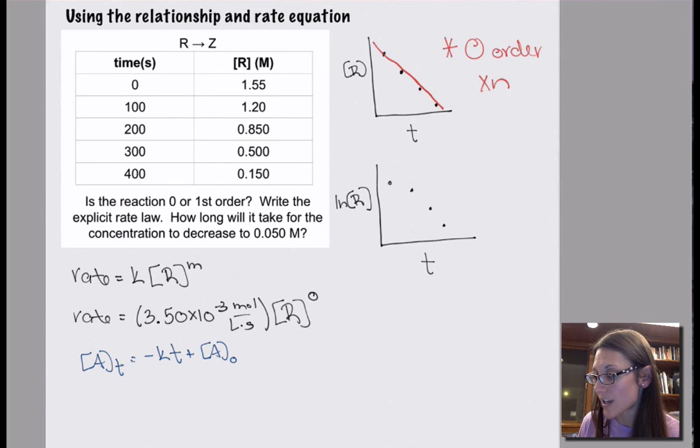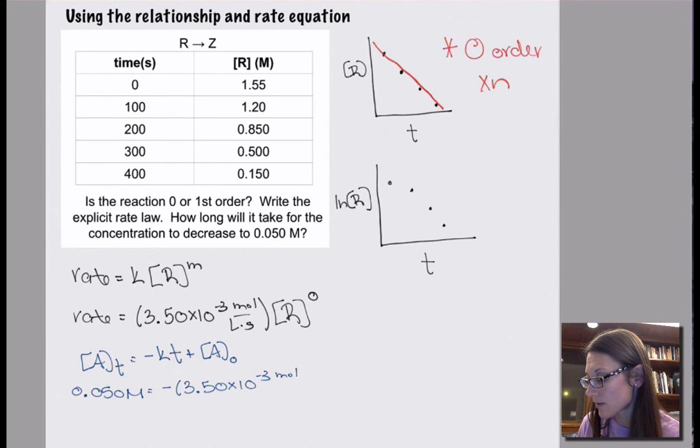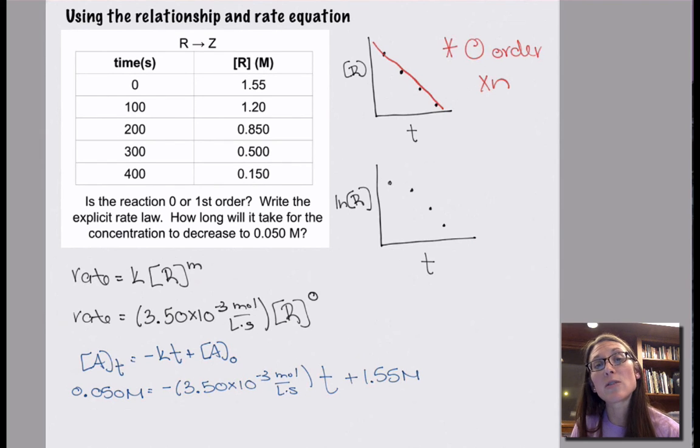So the concentration at time t, what I'm trying to find out about, is 0.050 molar. I know that my rate constant was 0.350 times 10 to the negative third. And I know that I'm trying to solve for time, and I know that the initial concentration was 1.55 molar. So at this time, all we need to do is solve the equation for t.